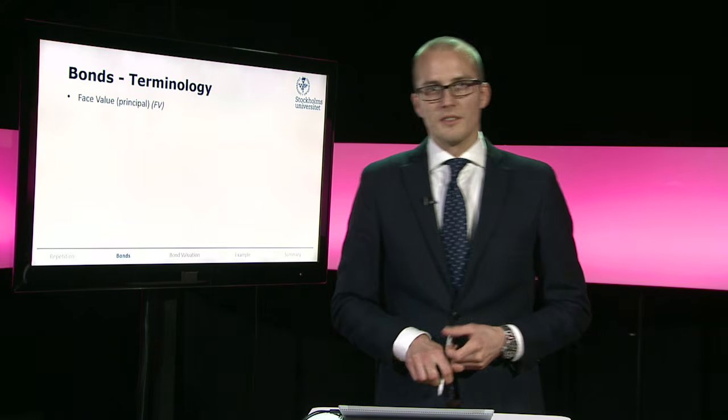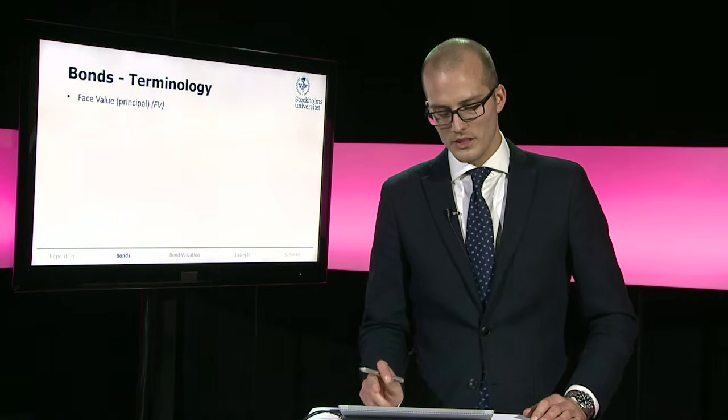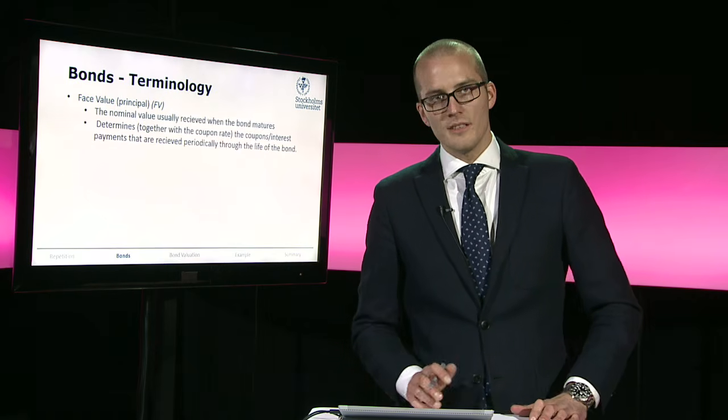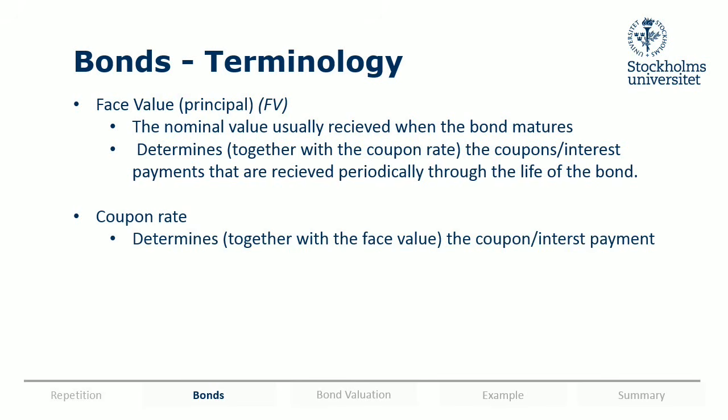So, some terminology for bonds. The face value, or sometimes called the principal, denoted FV, is the nominal value usually received when the bond matures, and it determines, together with the coupon rate, the coupons or interest payments that are received periodically through the life of the bond. And the coupon rate determines, together with the face value, the coupon or interest payment.